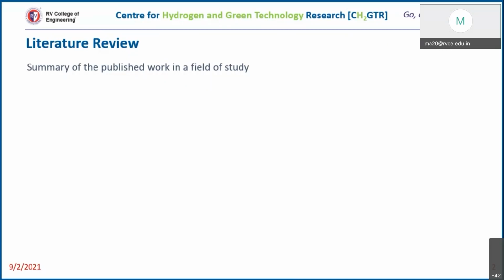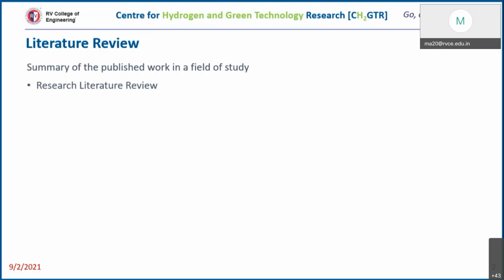So for this purpose, it is very important for a researcher to know what is already being carried out in that field of study or the topic he is interested in. That we get to know through this literature review. So it is a summary of the published work in a field of study related to the topic of your interest. And there are many ways of doing it.